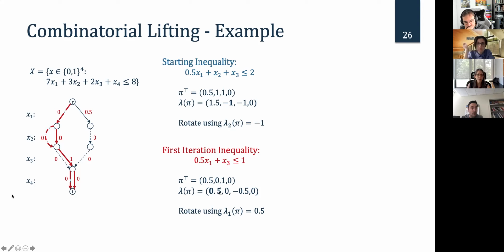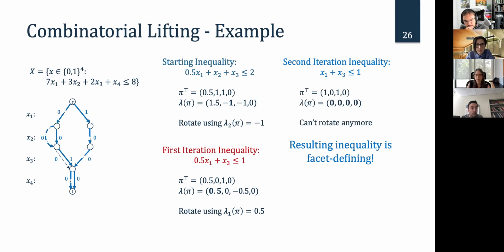Longest path with the new coefficients. I get my disjunctive slacks. I choose any one of them that is different to 0, and I update my constraints. And now I get x1 plus x3 less than or equal to 1. And now I do the whole thing again, compute the longest path. And now we can see that all the disjunctive slacks are equal to 0, so I cannot rotate and we stay there. And in this case, the resulting inequality is facet defining. So it's the strongest that you can get, that it will remove any point that the original constraint removed.